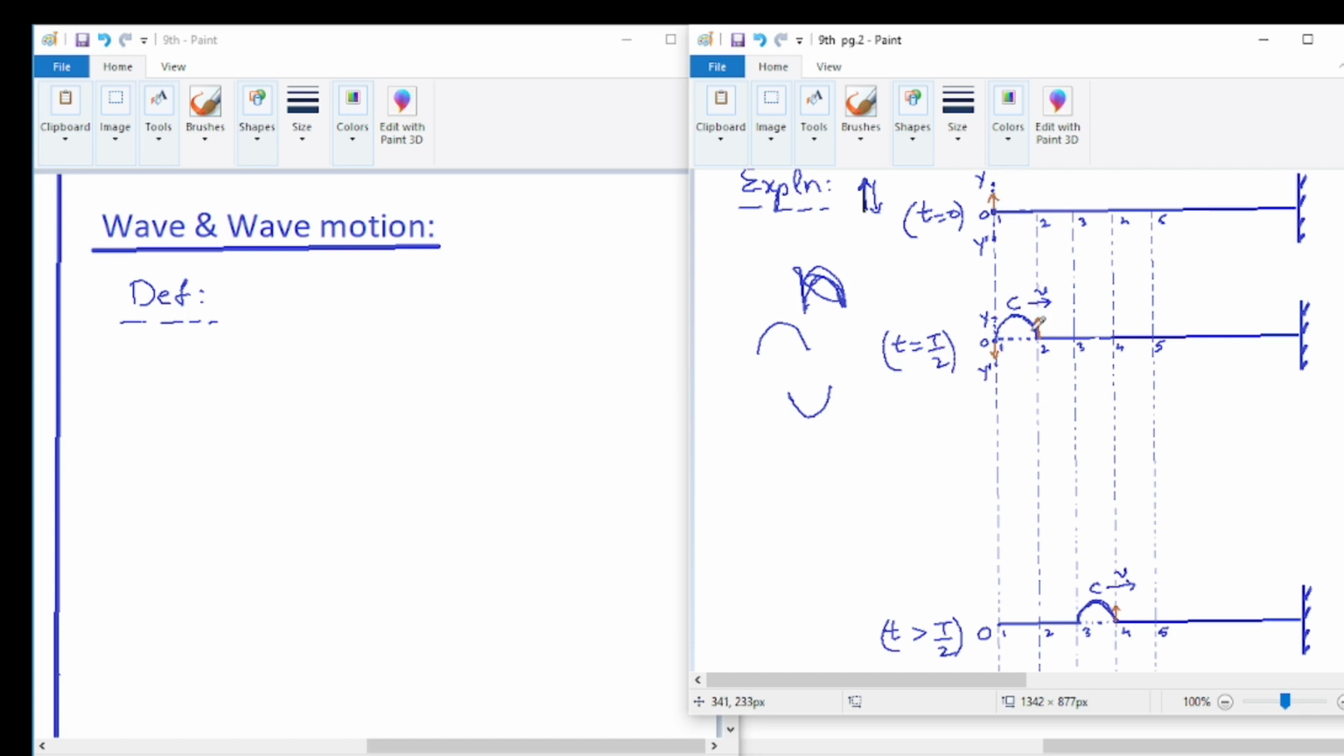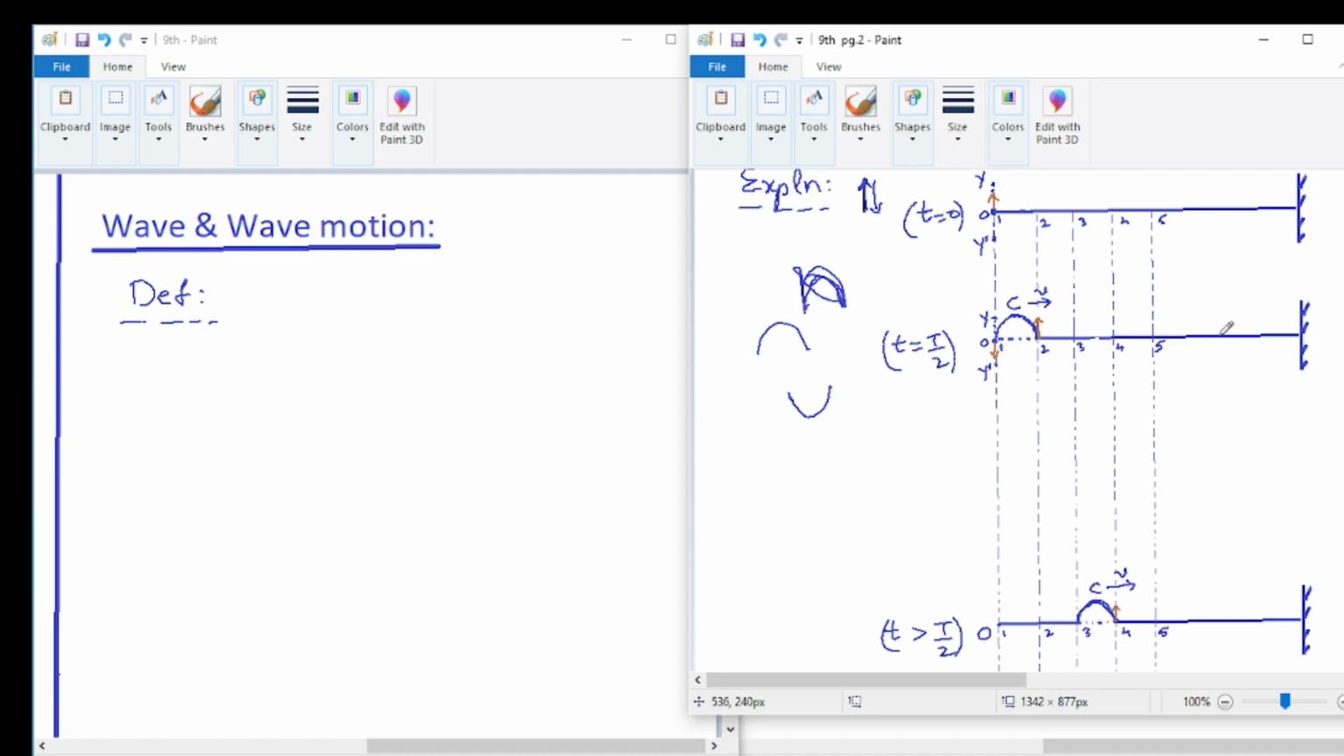Then a crest got formed, an upward convex disturbance, and it starts moving. Why it starts moving is not difficult to understand, it can be understood very easily. But the most important thing here, which leads to the definition of wave or wave motion, is that the crest starts moving, the disturbance starts moving along the string or along this medium.